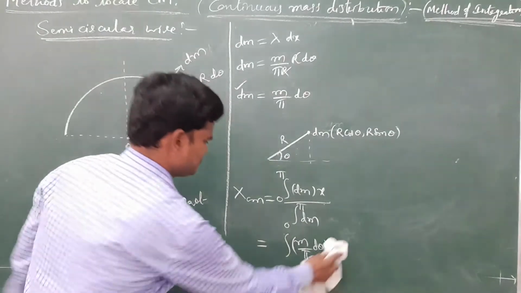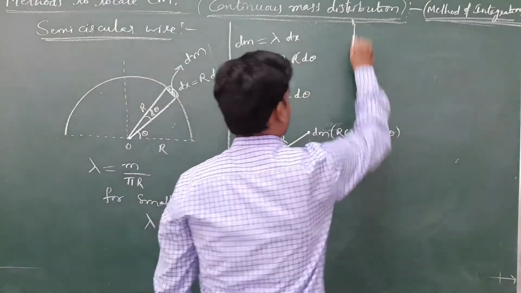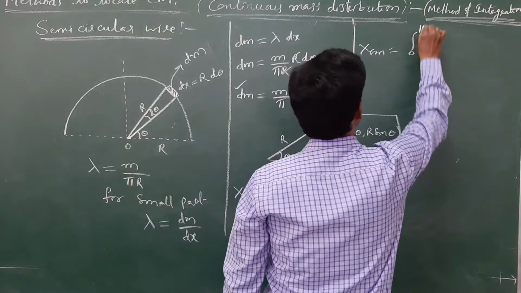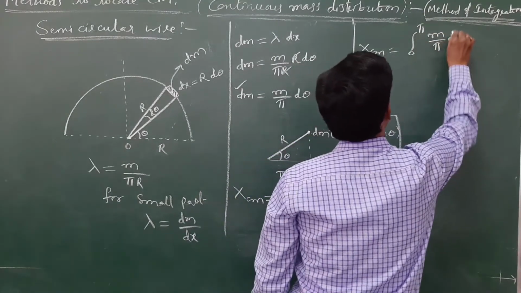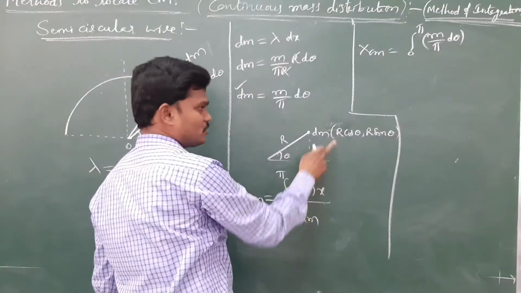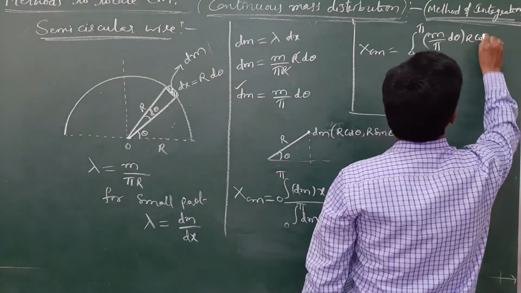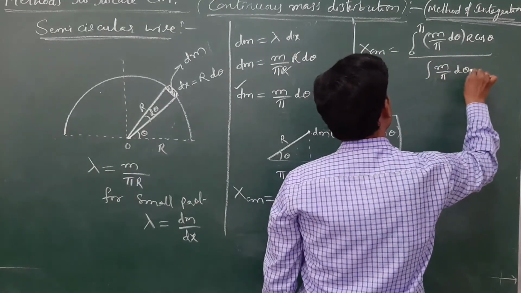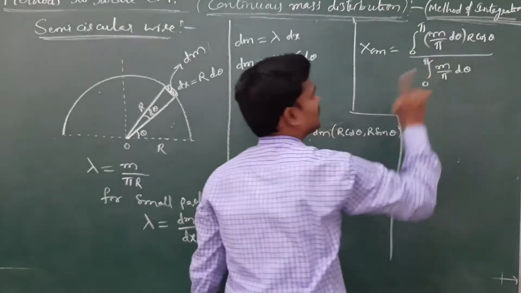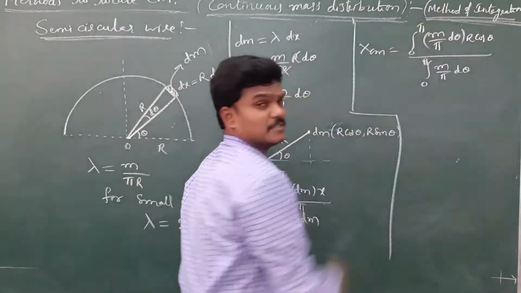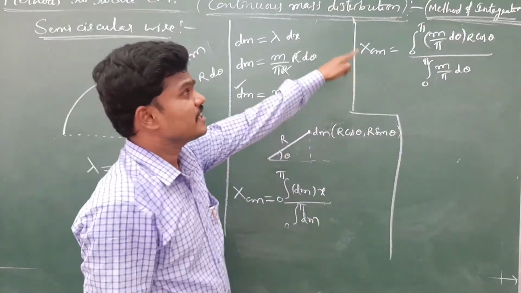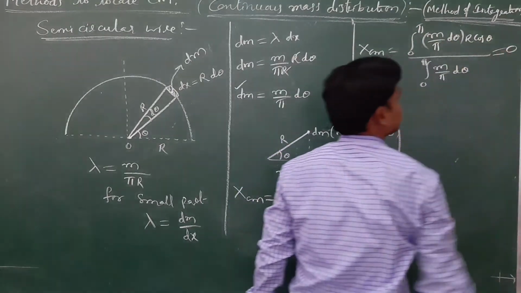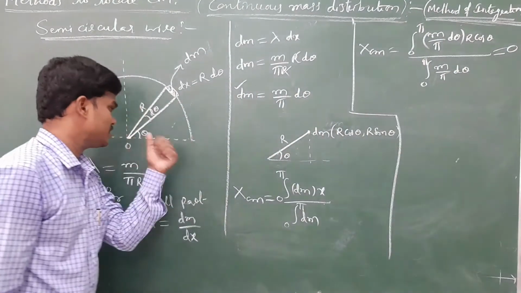So if you substitute dm as m by pi d theta, xcm is equal to, anyhow we are going to get 0 here, integration from 0 to pi of m by pi d theta times r cos theta, by integration of m by pi d theta from 0 to pi. So m by pi you can strike off. R cos theta becomes sin theta after integration. Substituting the upper limit, sin 180 is 0, sin 0 is 0, you will get 0 here. So the x coordinate of center of mass is not possible.